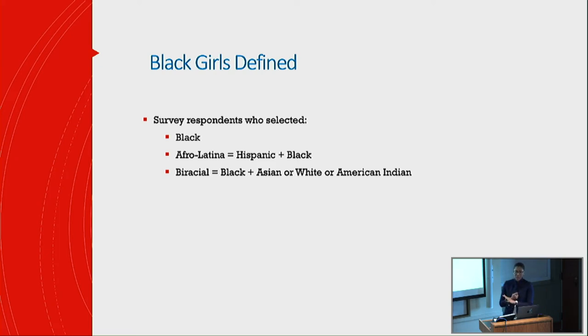So I put this slide here because I think it's important to have a conversation about how I defined Black girls, which is a little bit different from the data set that we talked about. Yes, anyone who selected Black was included, but the additional piece is the Afro-Latinas that usually get left out. If you selected Hispanic and Black, you were also included in this data set, which a lot of times they are not. Out of our 15,000 participants, we had 900 students who fell into this category.